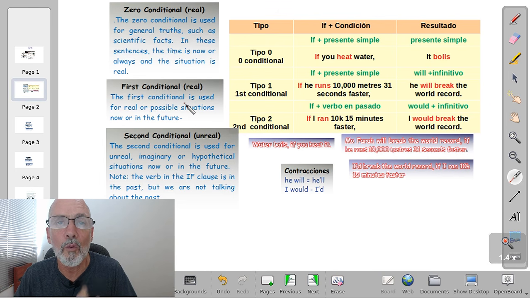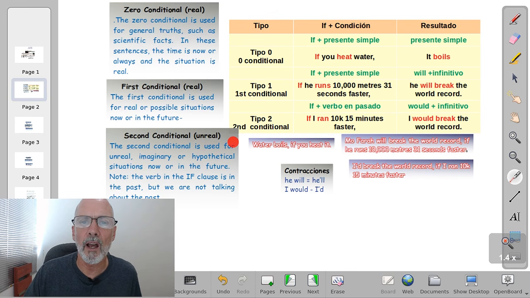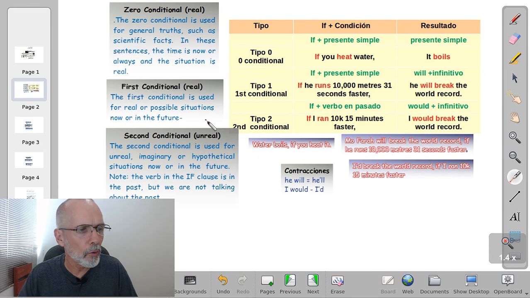The last one is an unreal. This one and this one are real conditionals. This is something that always happens. This is something that is possible. And this is something which is completely imaginary. And so it's an unreal conditional. Now remember what I told you at the beginning of the class.